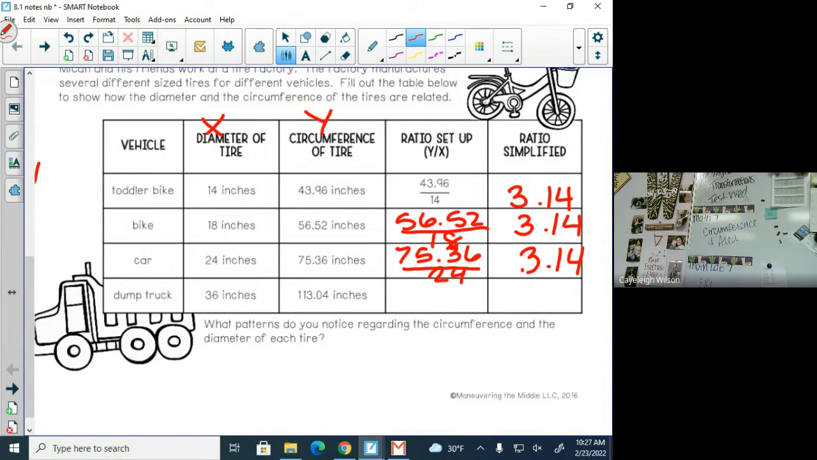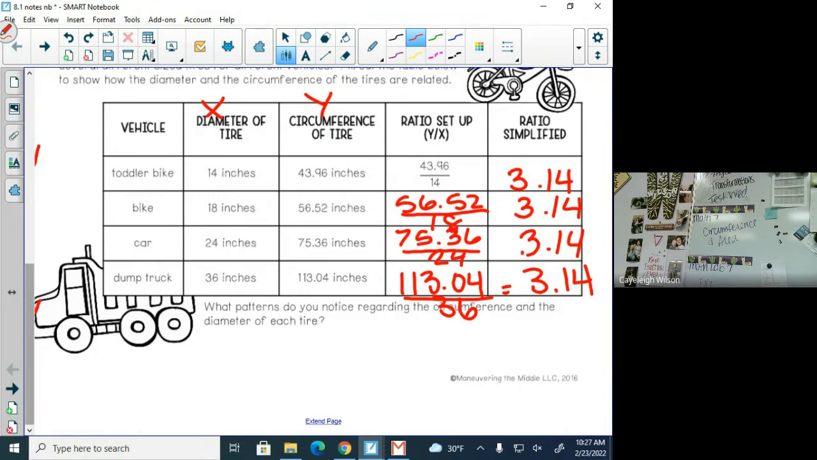All right, you all try the dump truck. So I'll take the 113.04 and divide it by the 36, and what do we get? 3.14. So it says, what patterns do you notice regarding the circumference and diameter of a tire?